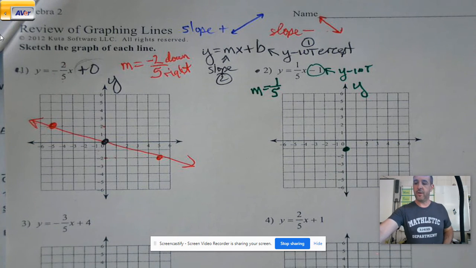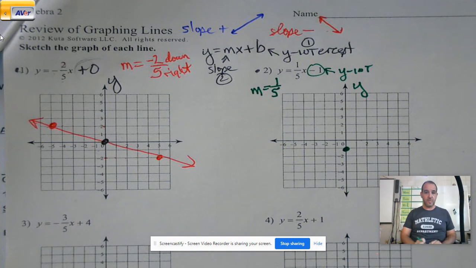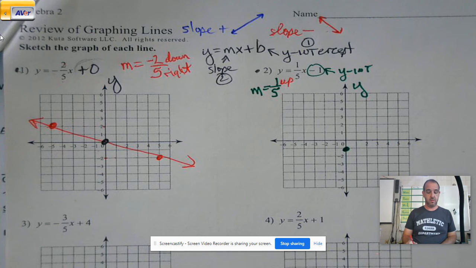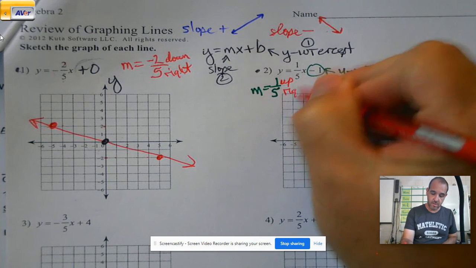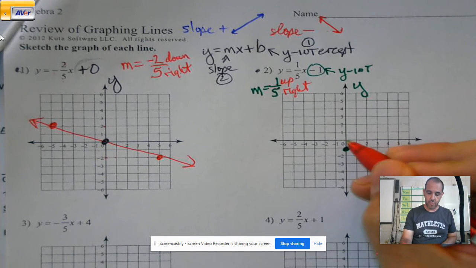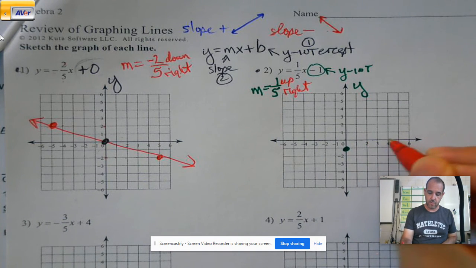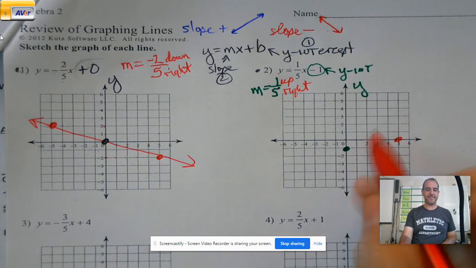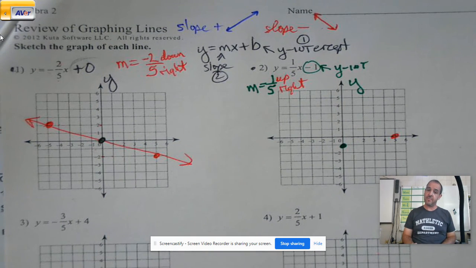So what we're going to do is do like we did before. Okay? +1 would be up. +5 would be to the right. Up 1, then 1, 2, 3, 4, 5. Yep, same problem we had in the last one. We always wish we could just keep going the same direction. That makes it easier, but that's not always going to be the case.